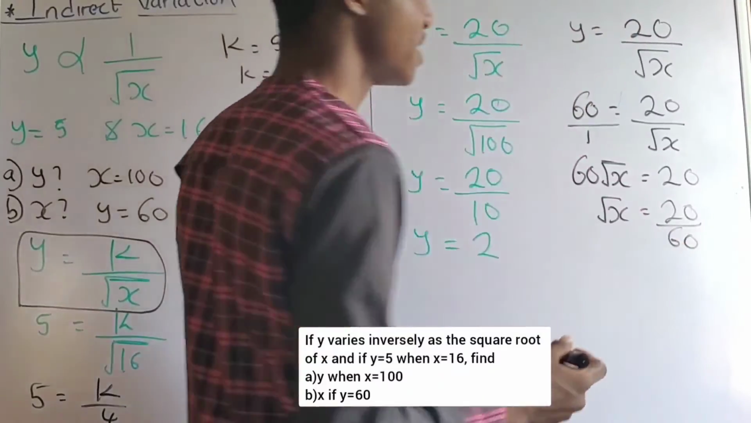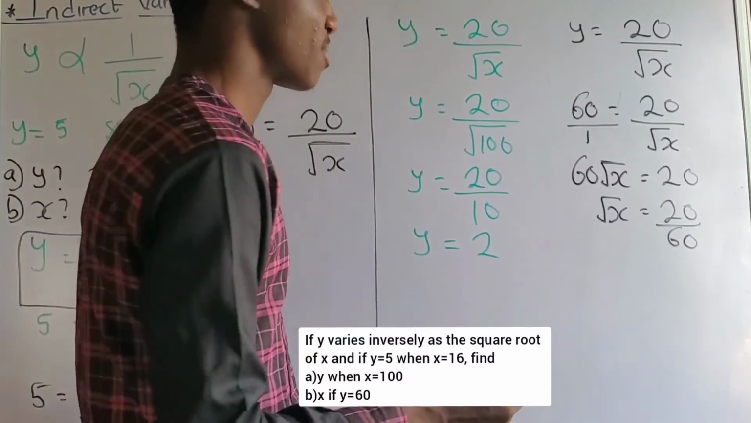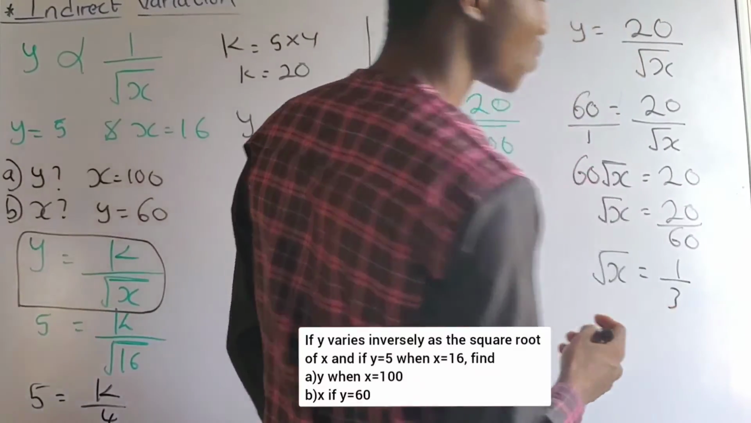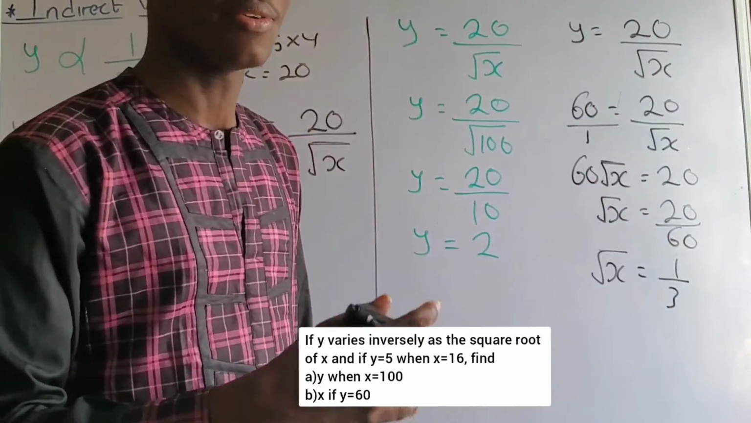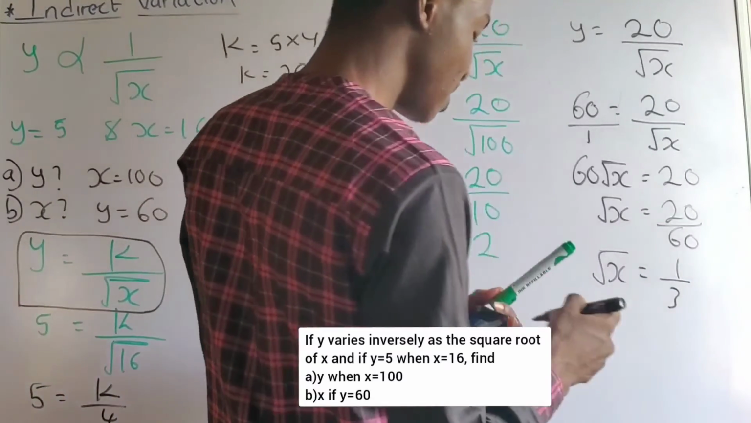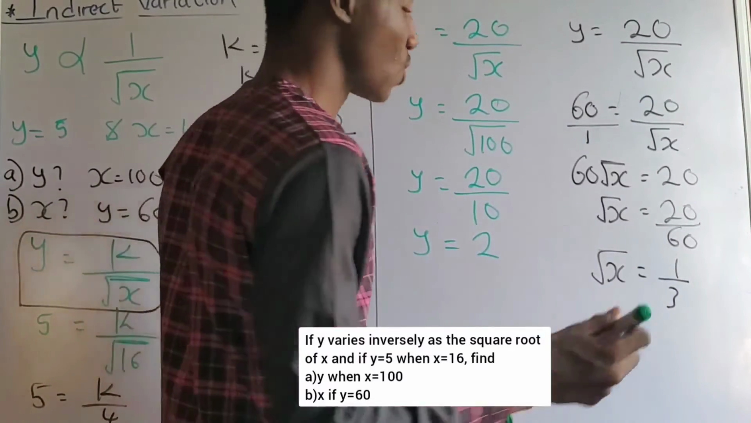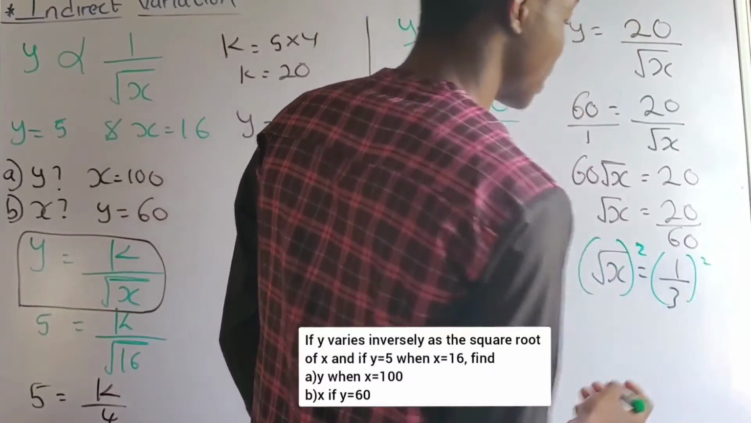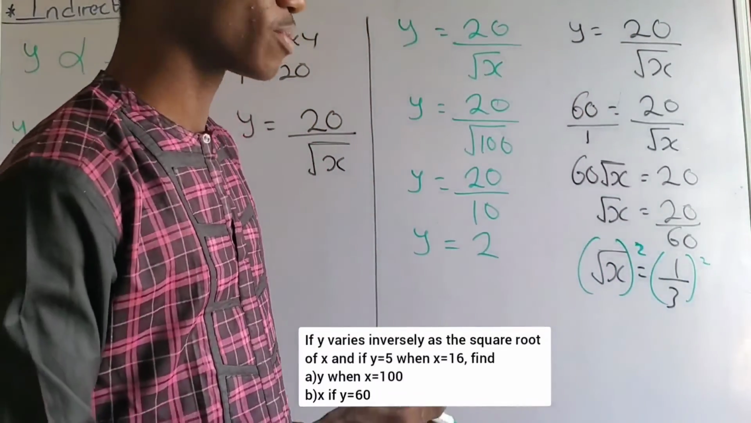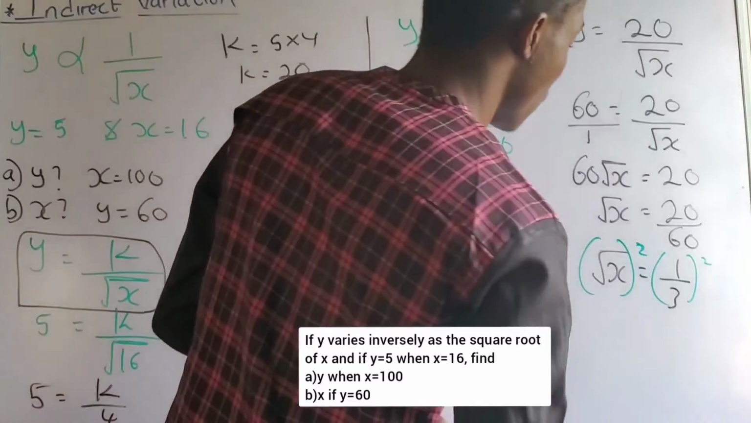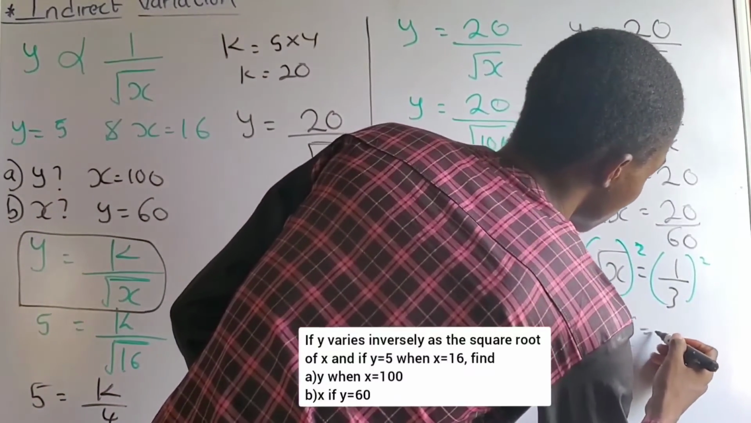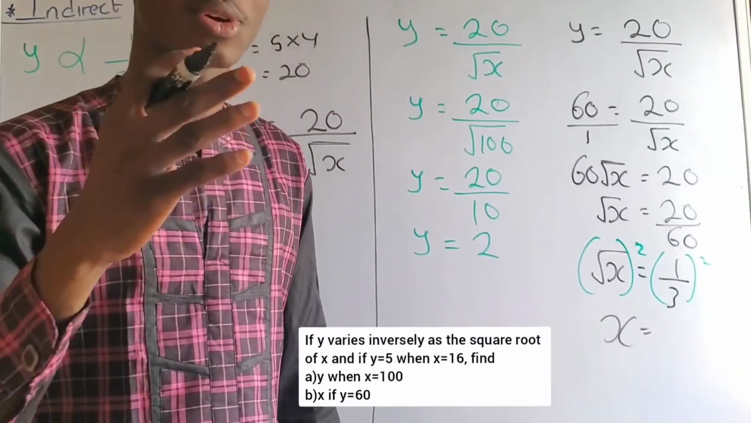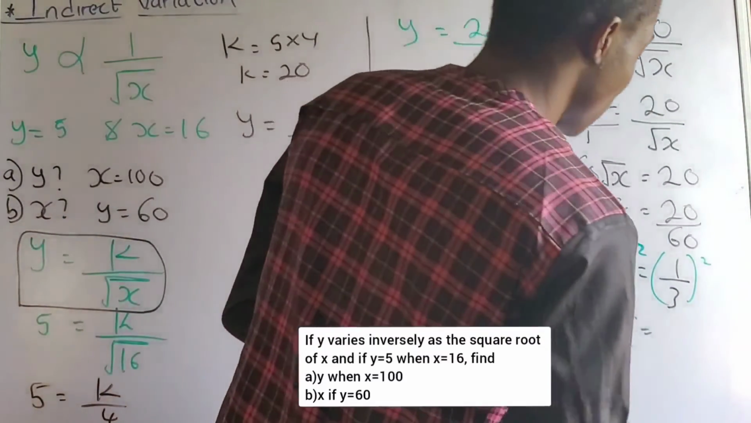Root x is equal to 20 over 60. That is, I divided both sides by 60. So I'm going to have root of x equals 1 over 3, right? Because 20 divided by 60 is 1 over 3 in fraction, okay? Now, to get the value of x, you have to square both sides, right? So let us square both sides, so that I can eliminate the square root on x. So x equals 1 over 3 squared. 1 over 3 squared simply means 1 over 3 multiplied by 1 over 3, and that will give us 1 over 9.